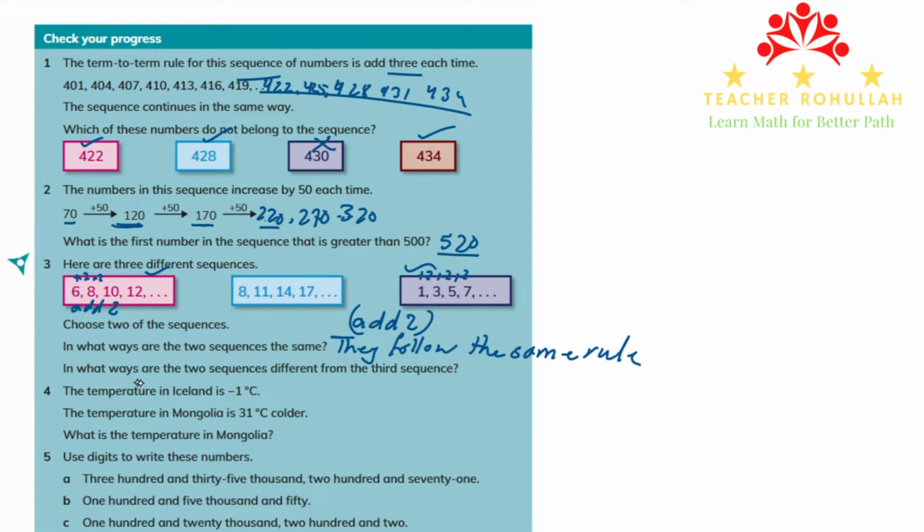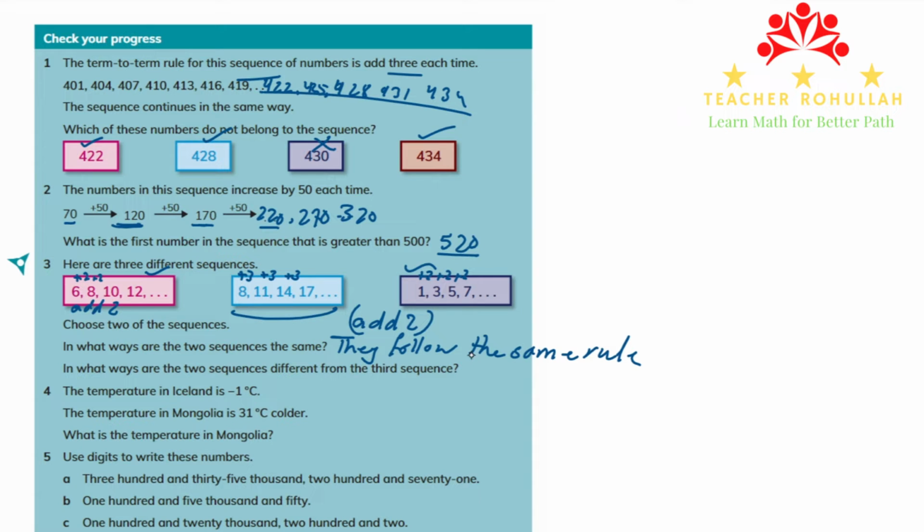And again, it says, in what ways are the 2 sequences different from the third sequence? The third sequence is the one here. So in what ways are they different? One of the ways that we can find the difference is finding the rule for the sequence. So let's find the rule for this sequence. We have 8, 11, 14, 17. 8 plus what number gives us 11? 8 plus 3. 11 plus 3. 14 plus 3 is 17.